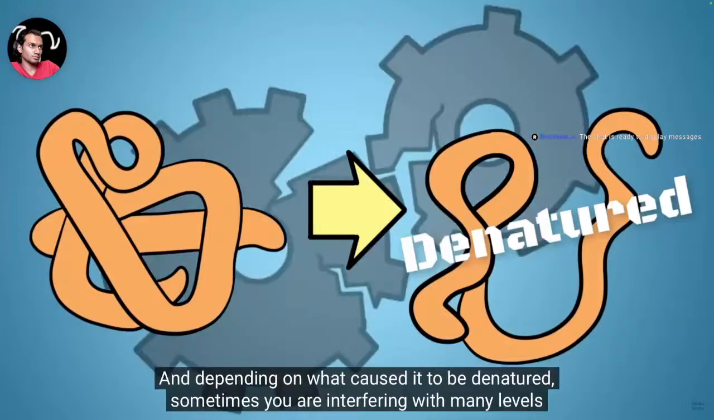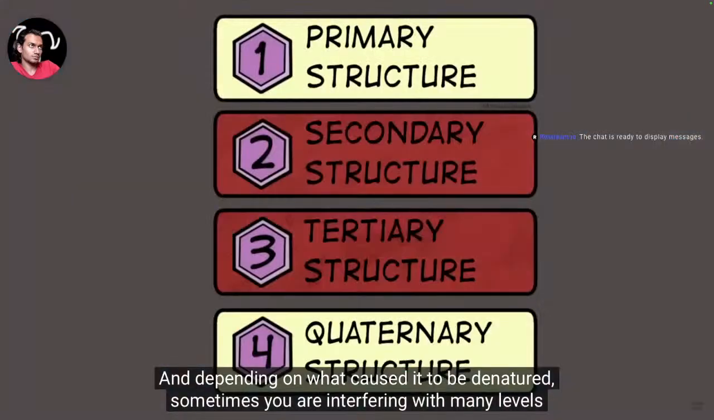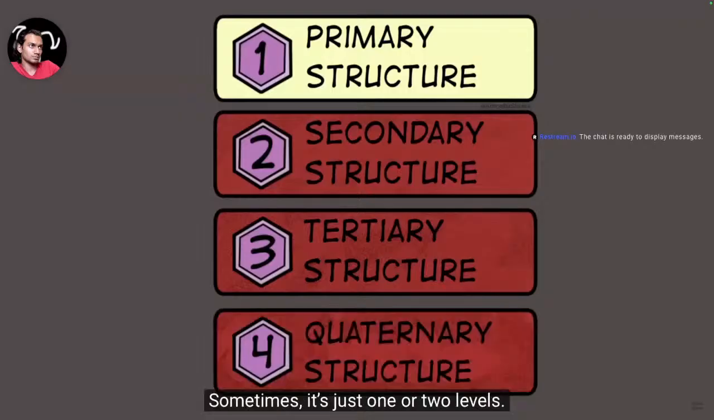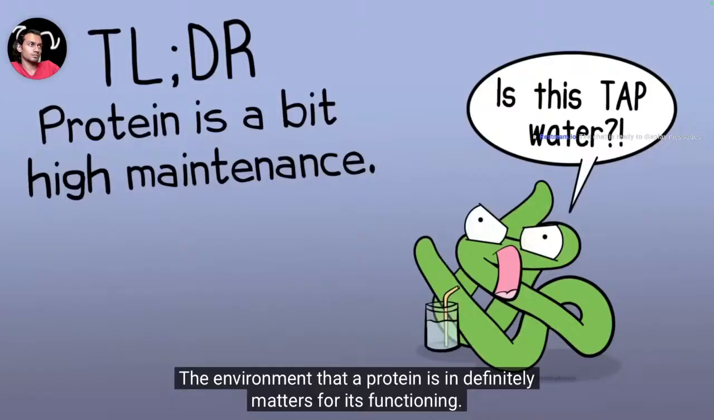And depending on what caused it to be denatured, sometimes you are interfering with many levels of protein structure. Sometimes it's just one or two levels. Sometimes denaturing a protein may be reversible. The environment that a protein is in definitely matters for its functioning.